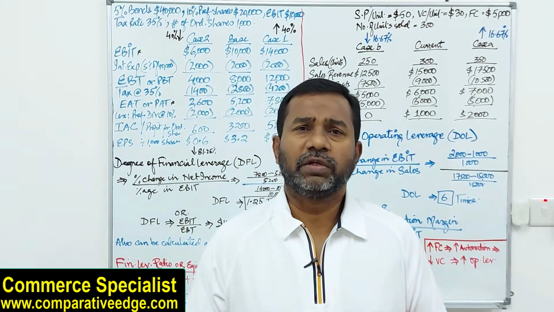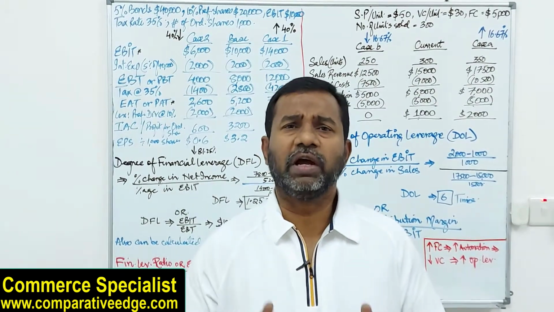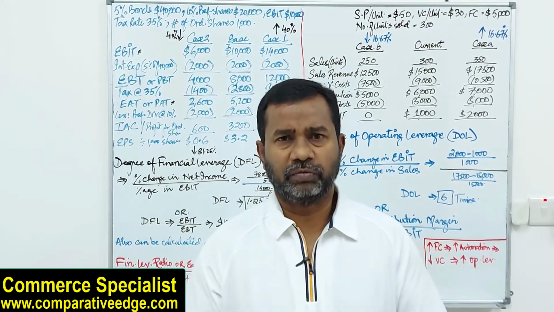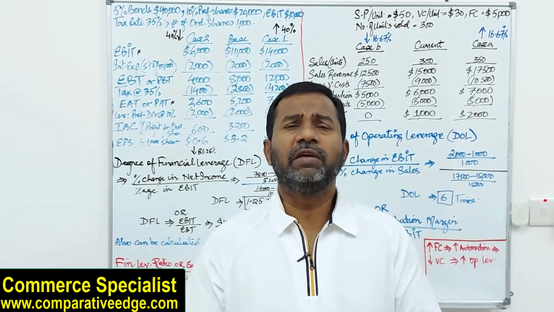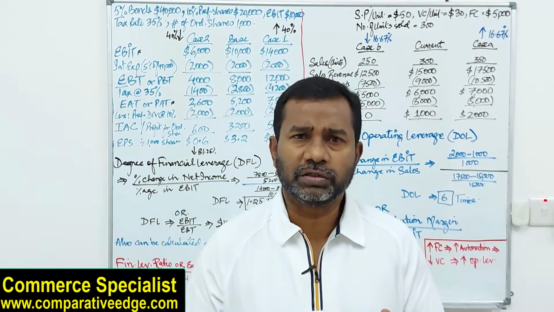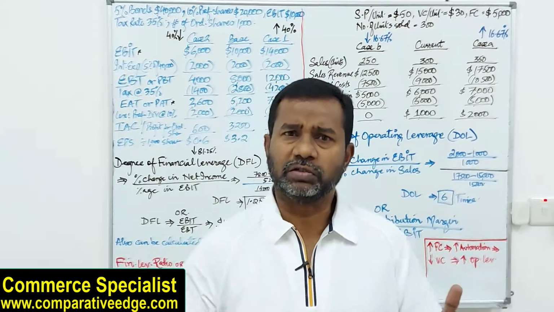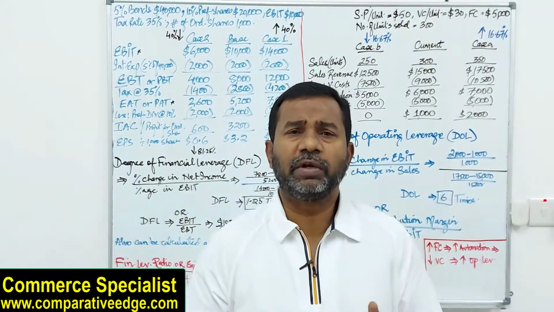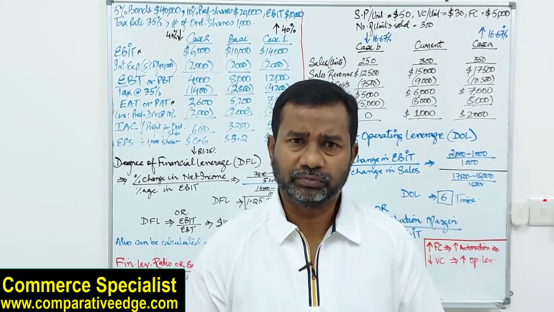Now, the very first question is, what is leverage? Guys, when we talk about leverage, we have two types of leverage: operating and financial leverage. Operating leverage is due to the presence of fixed cost in the total cost. So we all know by now there are fixed cost and variable cost. If there are a lot of fixed cost in the cost structure, a company would have high operating leverage.